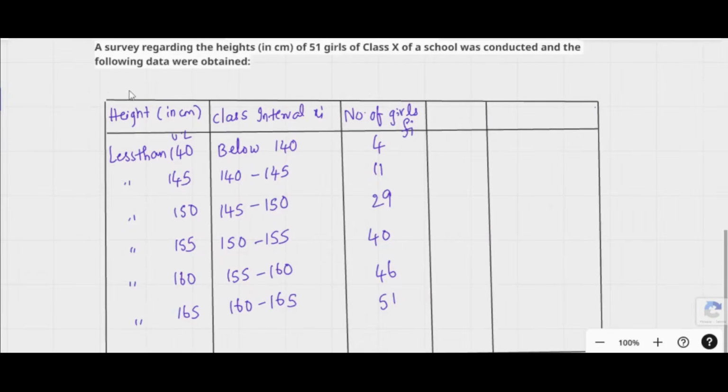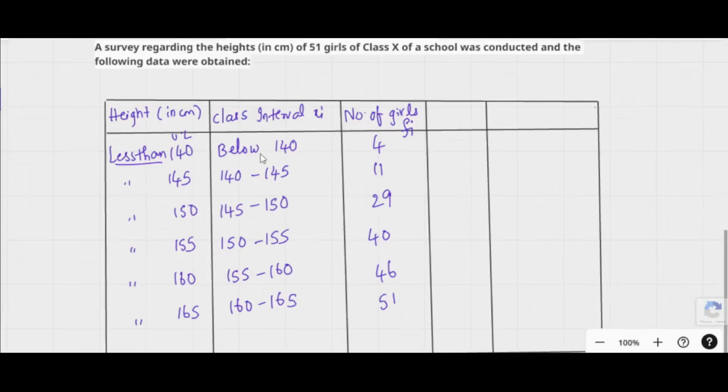Let us move to the next question. In this question, we have to find the median. These are the questions most probably asked in the board exams, like less than 140, less than 145. They don't give you exactly the class interval and the frequencies. They just give you height and number of girls. We have to find the class interval. So how to find this class interval? When you see the term less than, always remember that the numbers they have given are the upper limits. So you have to find the lower limits.